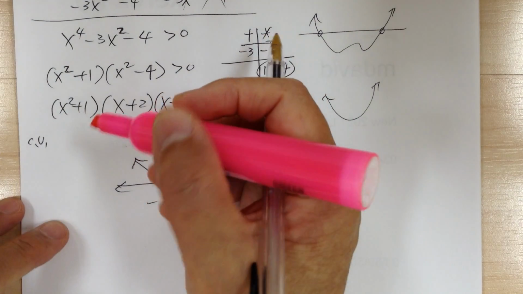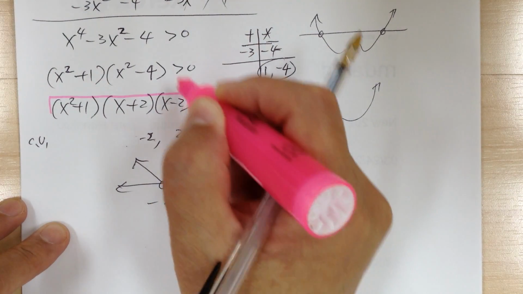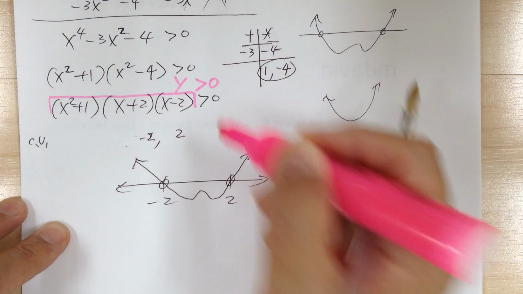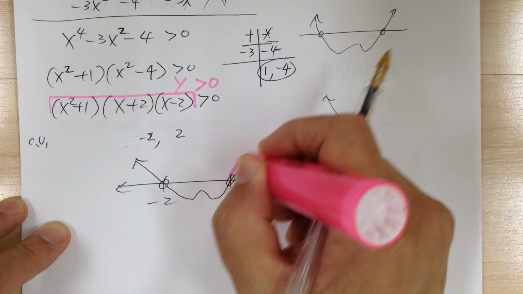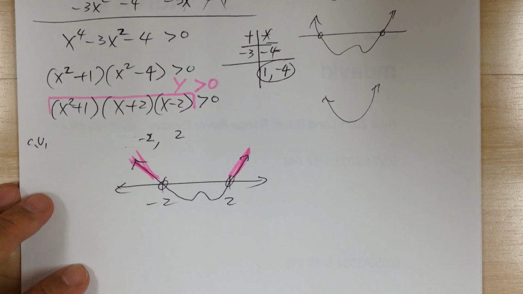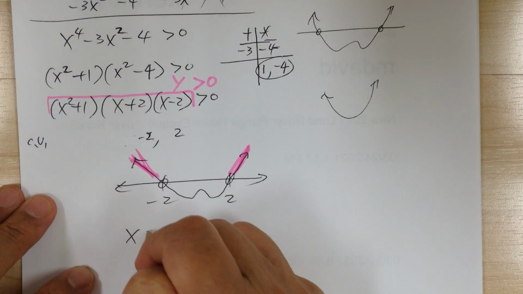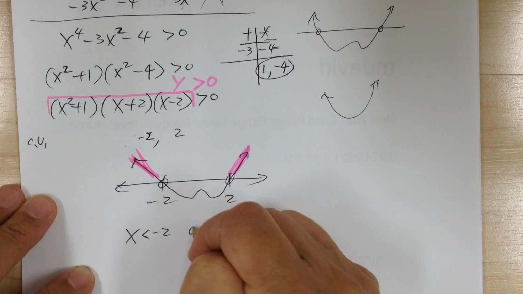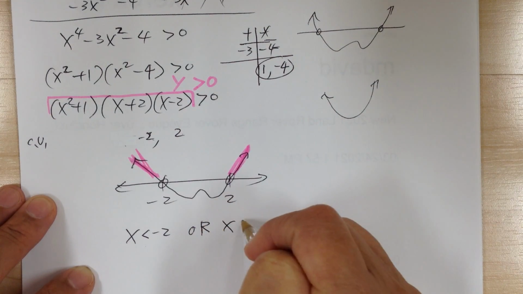So again, you have to switch to the y. So you're going to get y is greater than 0. So y greater than 0 is this part over here and this part over here. So switch back to the x. So you're going to get x is less than negative 2 or x is greater than 2.